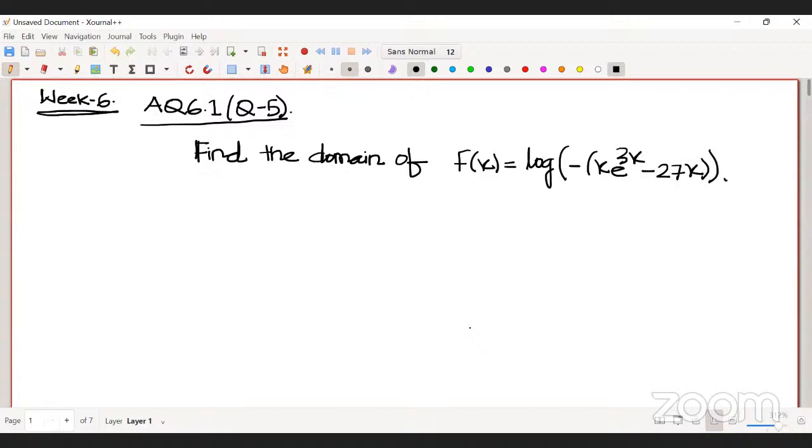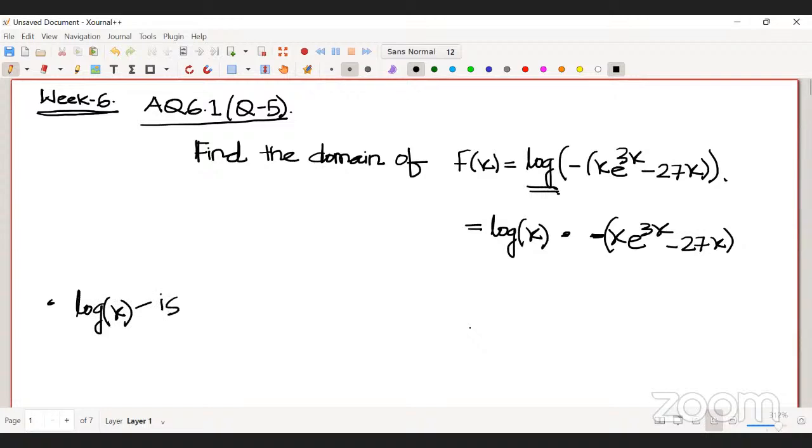So we need to find the domain of this function. As you can see, this is a single function, but we can write it as a composition of two functions. So this is basically log x composed with x times 3x minus 27. Sir, how do we write this log x multiplied with this? This is not multiplied, my bad. This is a composition of two functions. If I compose this function with this function, then I will get this function, right? Yes, sir.